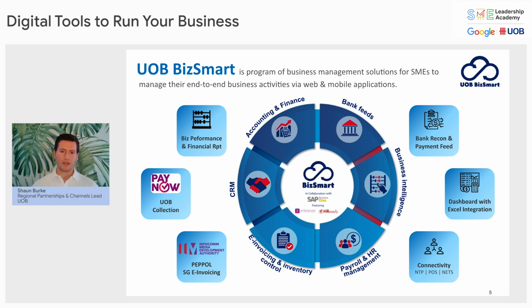Looking at the solution mechanics, we're looking at areas of accounting and finance, CRM, invoicing and inventory control, payroll and HR management, business intelligence, and bank feeds. Some of the call out capabilities are your ability to manage your business performance, your financial reporting, your core accounting. We are connected with things such as PayNow and other UOB connections like the bank feed, which gives you quick bank reconciliation and an up-to-date view of your cash flow. There's dashboards. We're connected to a few different local requirements around NTB, POS, and NETS. And also we are PEPPOL enabled in line with SG e-Invoice, or InvoiceNow as it's been called.